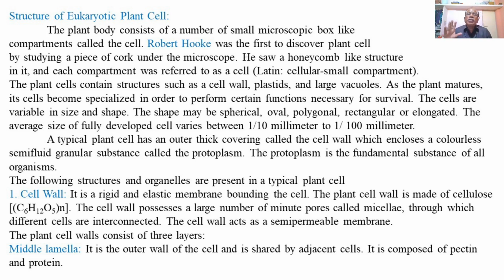The shape of the plant cell may be spherical, oval, polygonal, rectangular, or elongated. The average size of the fully developed cells varies from 1 by 10 millimeter to 1 by 100 millimeter. A typical plant cell has an outer thick covering.